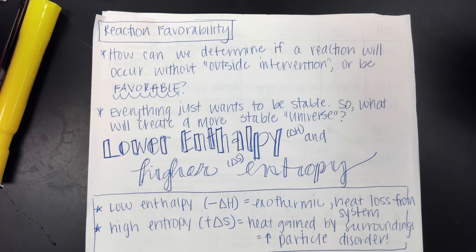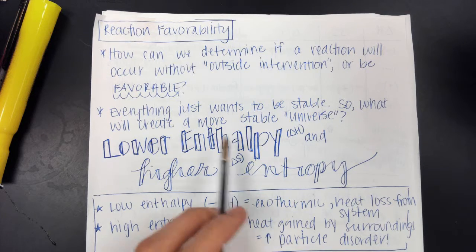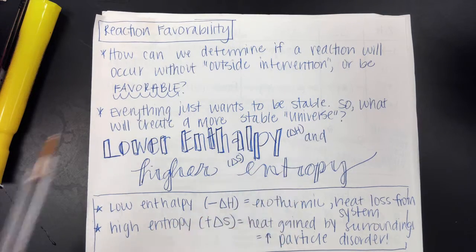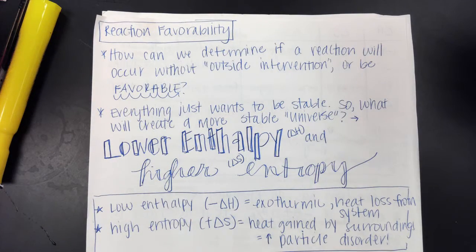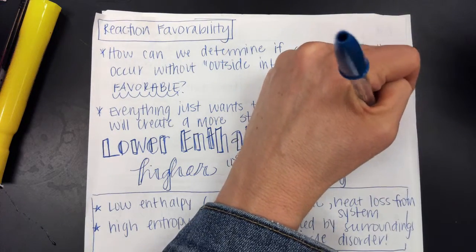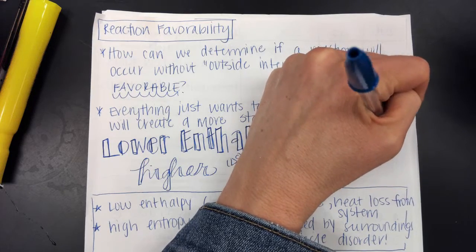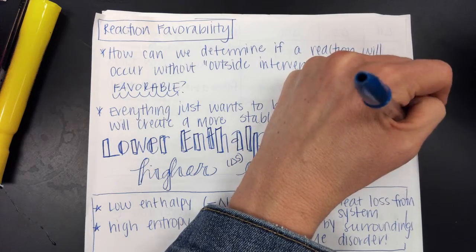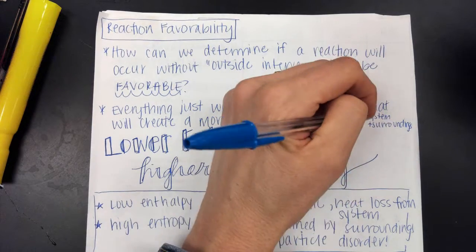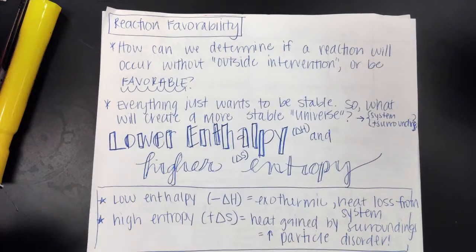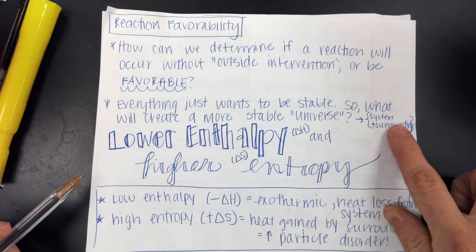Okay, remember, everything in the universe just wants to be stable. So how can we create a more stable universe? And remember guys, the universe isn't like the solar system and all the planets and stuff. The universe is just a system and the surroundings. It is true, everything in the universe also wants to be stable, but for what we're talking about, it's just the system and its surroundings.